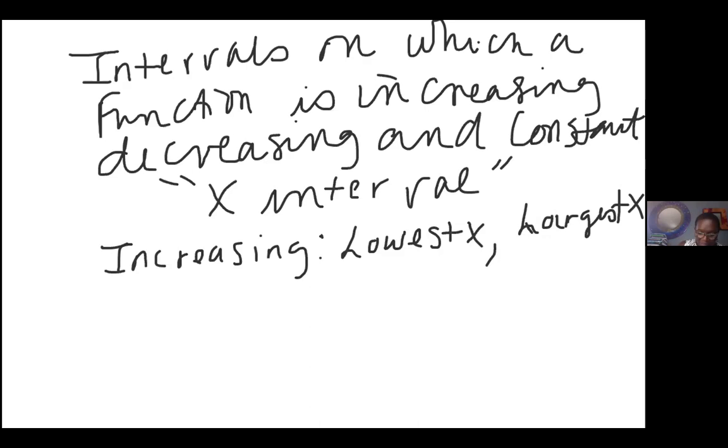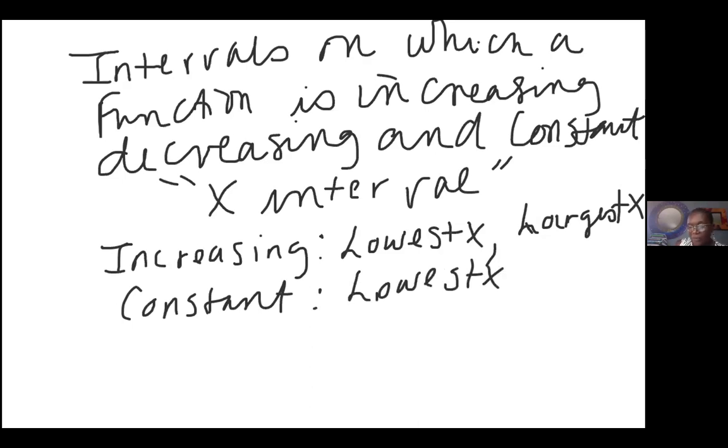So likewise, guys, if we're looking for the interval on which a function is constant, again, ask this question. At what x value does this function become constant? As in it becomes a straight horizontal line. And then up to what x value does it continue to be constant? At what x value does it stop being constant?